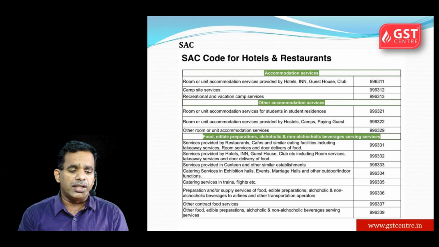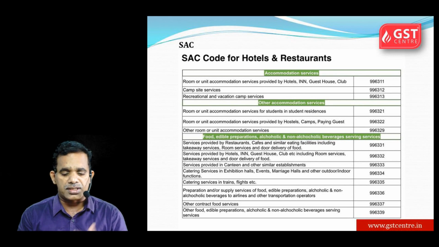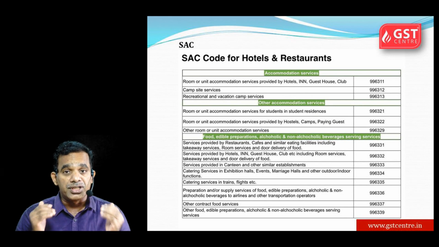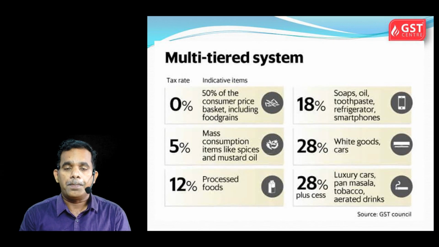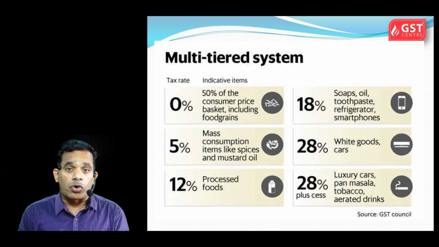Then, like that, in services also there will be service accounting codes. This is some examples. There will be some digits used for each service. Then, in India, as I have already told, various tax rates are there.